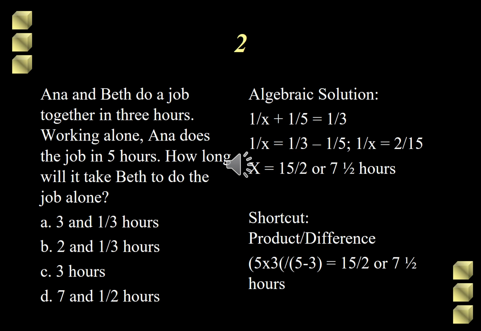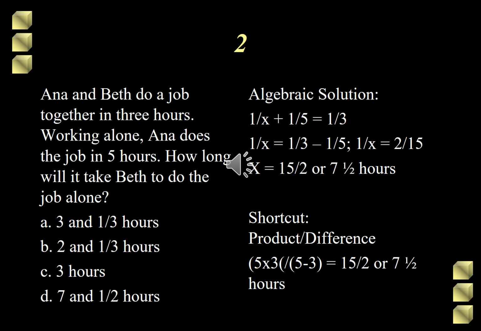The inverse of 1 over x is simply x, and the inverse of 2 over 15 is 15 over 2, or in simplified mixed number form, that's 7.5. So x, therefore, or Beth's speed is 7.5 hours. So the correct answer is letter D.